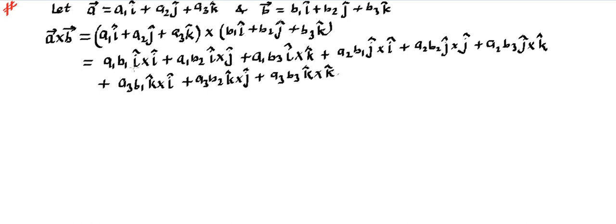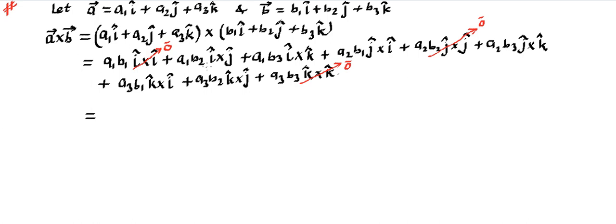Now, the cross product of the same vector is a null vector, so this null vector will be nullifying the first term. Similarly, this j cross j will be nullifying, because the same vector crossed with itself yields a 0 vector. Similarly, this k cap cross k cap will be becoming 0. So only 3 terms will get nullified, and 6 terms are going to remain.